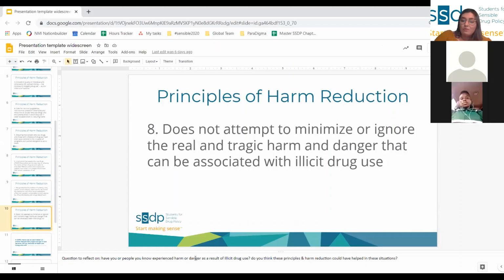Have you or people you know experienced harm or danger as a result of illicit drug use? Do you think any of these principles of harm reduction might have helped in those situations? So that's just a helpful thing for you to look at and see if you think any of these ideas could have helped in that situation.